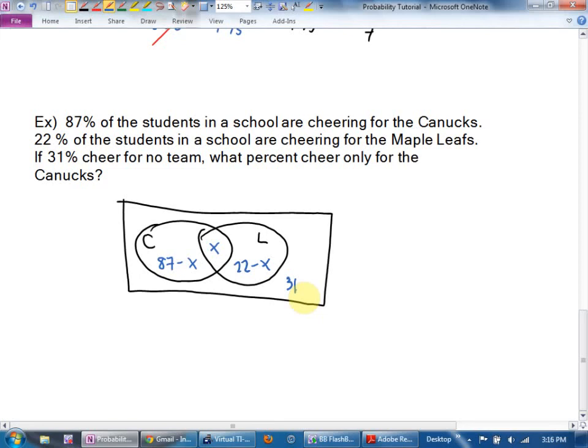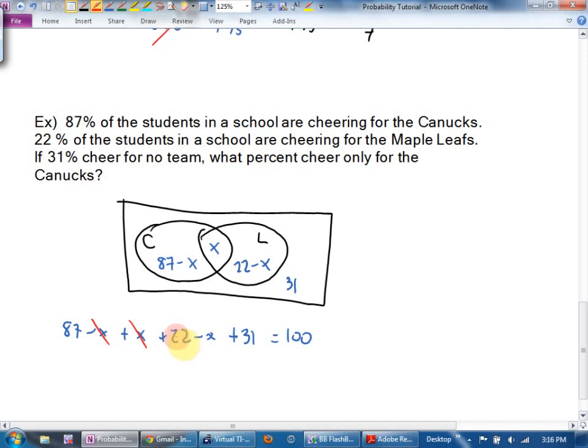Because I also know one more thing. You know what this plus this plus this plus this have to add to? 100%. That's also why this works nice. So this is going to be 87 minus X plus 22 minus X plus 31 equals 100. Hey, one of my X's cancels. Kind of cool. 87 and 22 is 109, plus 31.